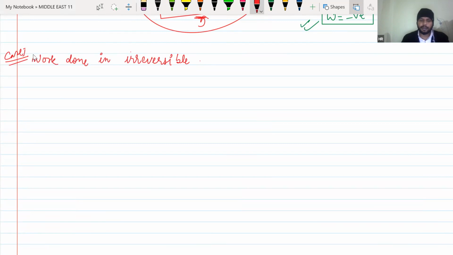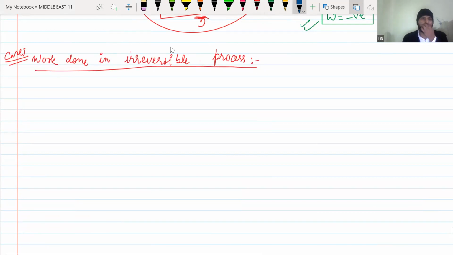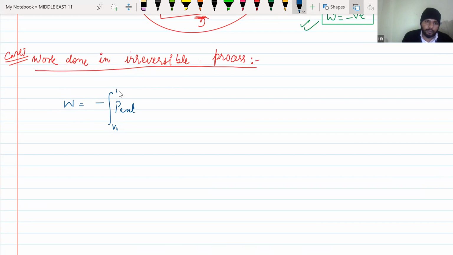Work done in irreversible process. Just see, I'm going to derive the formula, then we will practice questions. Don't write it, understand it, then write it. We have a formula I already wrote: W is equal to negative integral of P external dV from V1 to V2.